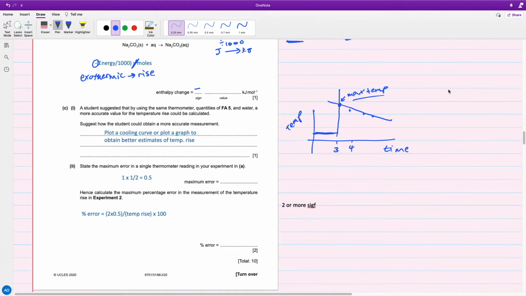So when it comes to thermometers and burettes, just anything that involves reading a liquid, you definitely want to make sure that you avoid parallax error.